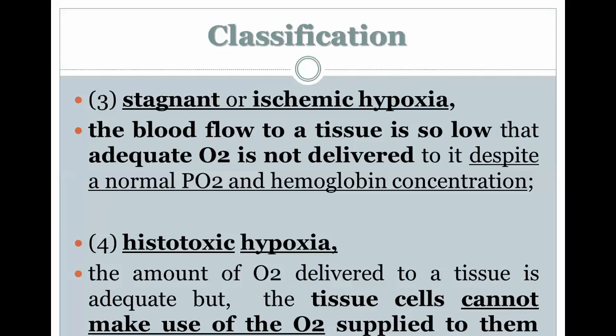Stagnant or ischemic hypoxia, well, both are normal. The PO2 is normal, the hemoglobin is normal, but the cardiac output is decreased, as the blood flow to the tissue is low, so adequate oxygen is not delivered despite a normal PO2 and hemoglobin concentration. Okay, it's clear? Histotoxic hypoxia, the amount of oxygen delivered to the tissues is adequate, hemoglobin normal, cardiac output normal, PO2 normal, but tissue cells can't make use of oxygen supplied to them.